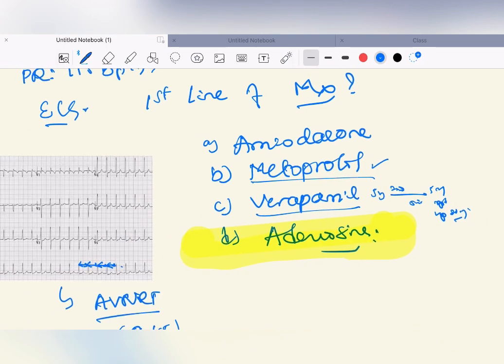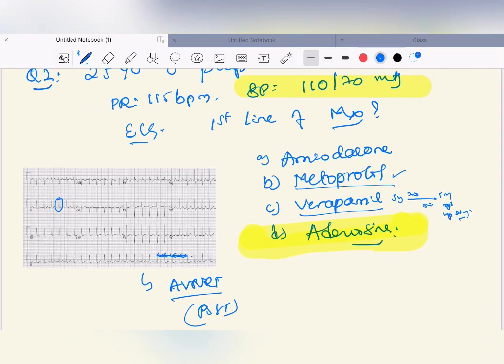So for drugs used in the management of PSVT, you have to remember the mnemonic ABCD: adenosine, beta blocker, calcium channel blockers, and digoxin. It's not necessary to use them in the same order.